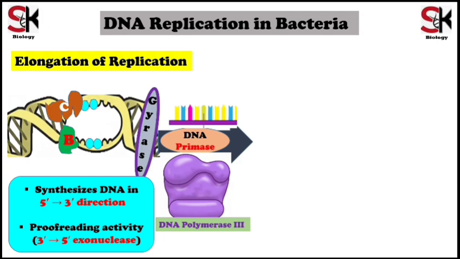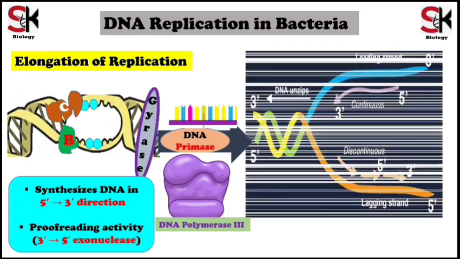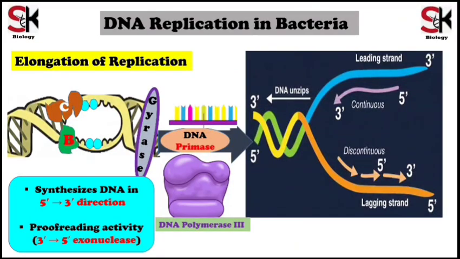It has two main activities. One is DNA synthesis in 5' to 3' direction and another is proofreading, that is exonuclease activity in 3' to 5' direction, which corrects mistakes during nucleotide addition. During elongation, DNA synthesis occurs in two directions. One towards the fork, called leading strand synthesis or continuous strand synthesis. It requires only one primer.